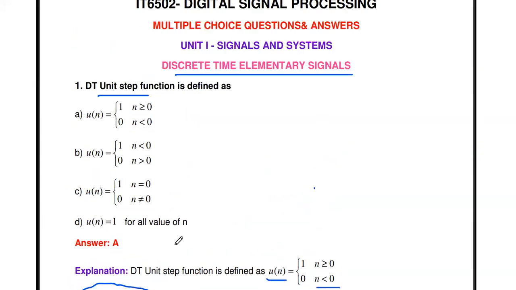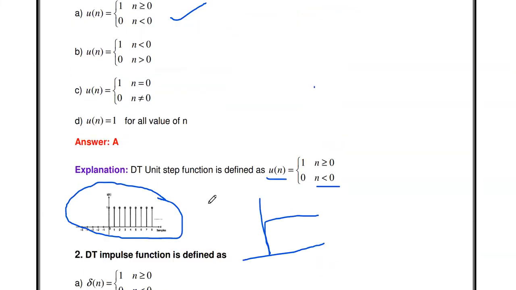Here you see the four choices. Which one is correct? u of n equal to 1 for n greater than or equal to 0, 0 for n less than 0. So A is the answer. In the remaining options, small changes are there. So this is the discrete time unit step. Similarly, the continuous unit step is indicated by u of t. That is the difference between continuous and discrete.